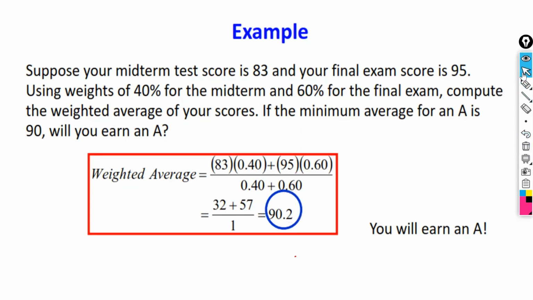So here the weightages are important. That is the difference between weighted mean and arithmetic mean. Is that clear? Weighted mean and arithmetic mean. Any questions?